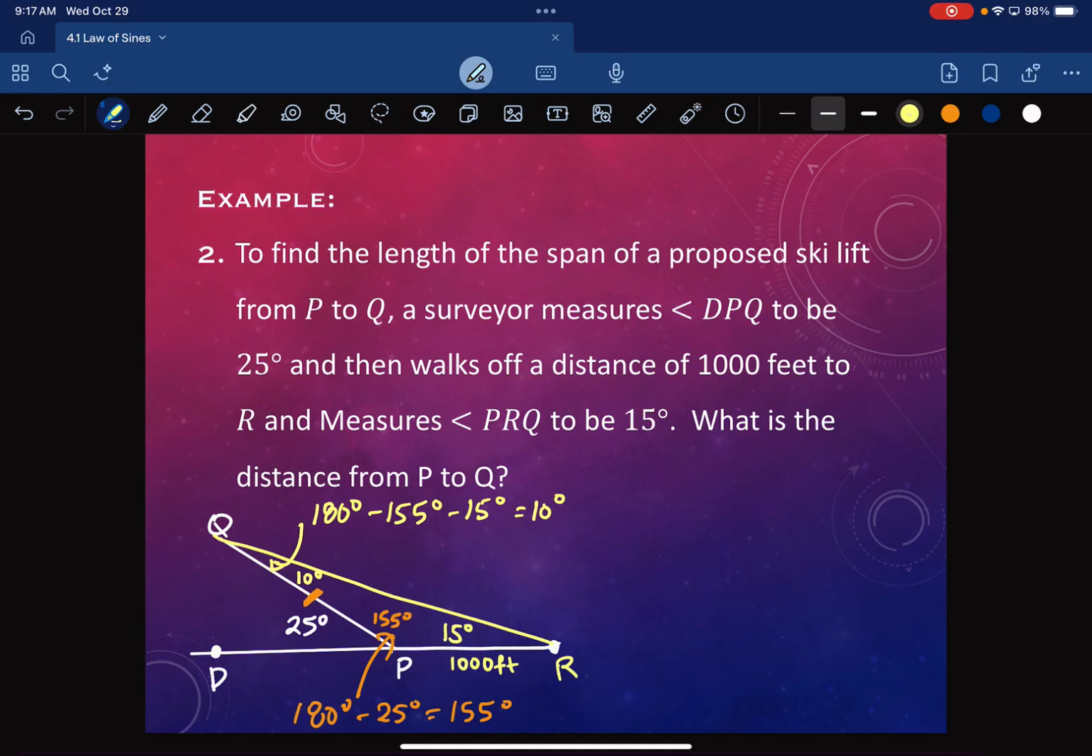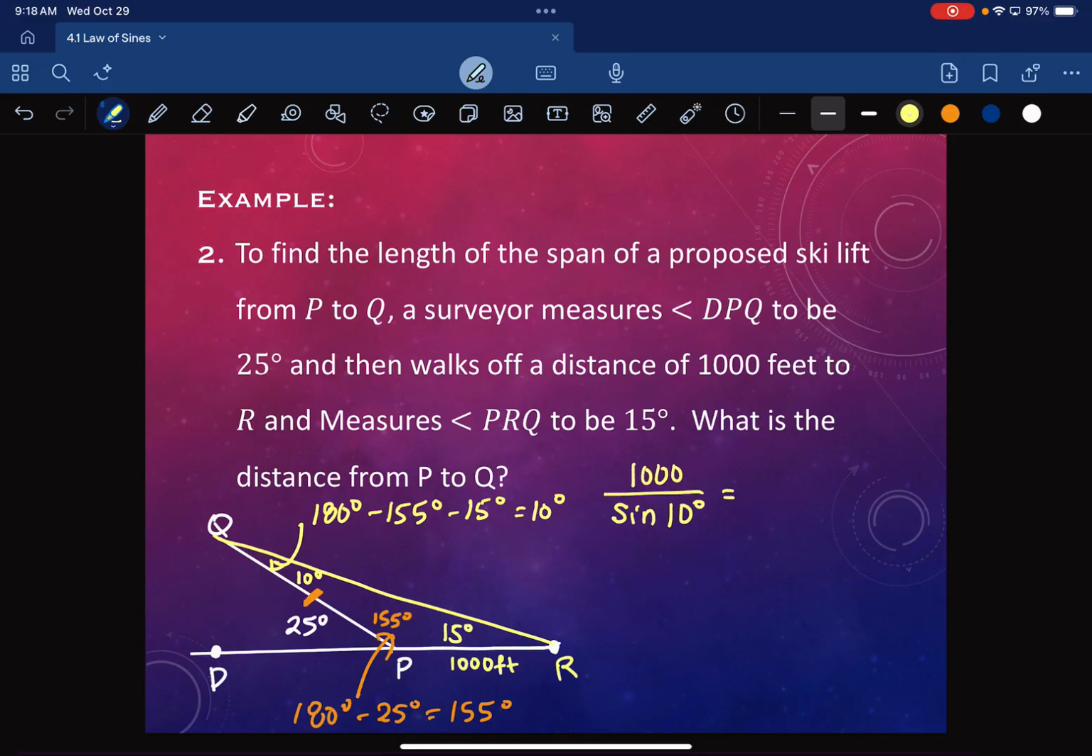Now do I have a side and an opposite angle? I do. So what is the pair that I have that go together? They're opposites of one another. 10 degrees and 1,000 feet. Okay. The side length goes on top. That's the 1,000 feet. And sine of the angle, not just the angle, but sine of the angle goes on bottom. That's what law of sines says the ratio is. It's the side length compared to the sine of the opposite angle.